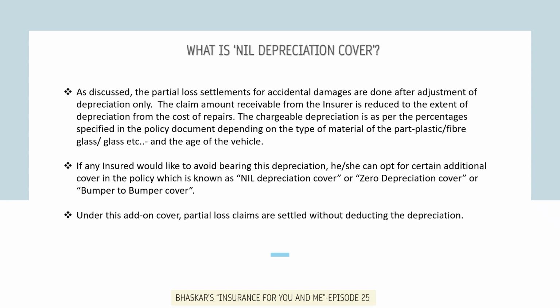The chargeable depreciation is as per the percentages specified in the policy document, depending on the type of material of the part, that is plastic part or fiberglass or glass, etc., and the age of the vehicle. If any insured would like to avoid bearing this kind of a depreciation amount from his or her own pocket, he or she can opt for certain additional cover in the policy, which is known as nil depreciation cover or zero depreciation cover or bumper to bumper cover. Under this add-on, the partial loss claims are settled without deducting the depreciation.